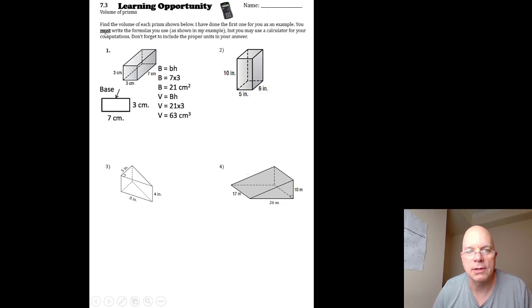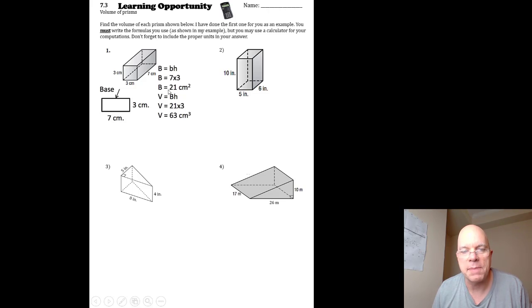You must write the formulas you use the way I've shown here. You may use a calculator to do the computations, but you have to write the formulas. If you're not writing the formulas, this can be very, very hard. I decided to use this 7x3 rectangle as my base, so I redrew it. So when I found the area of the base, I used the rectangle formula. If you have a base that's a triangle, you have to use 1/2 base times height. Those formulas are on your notes as a reference.